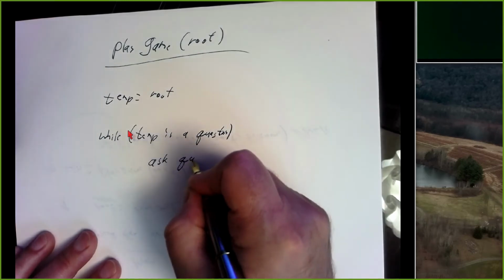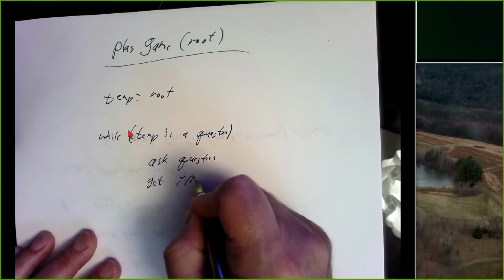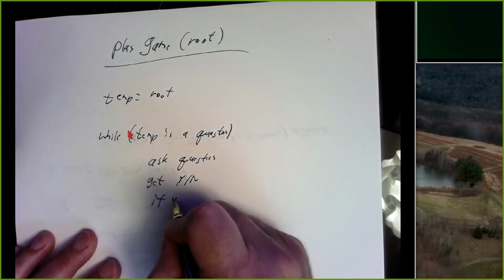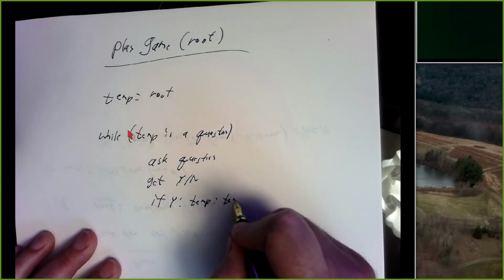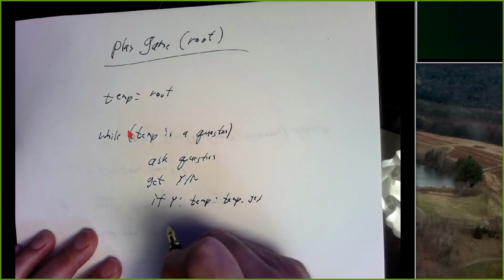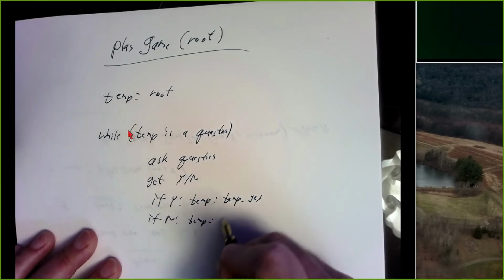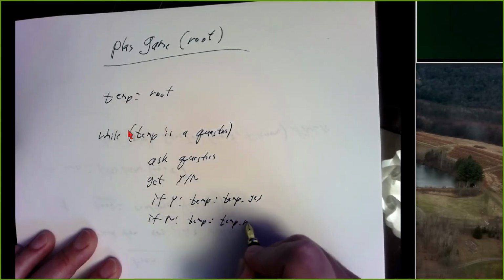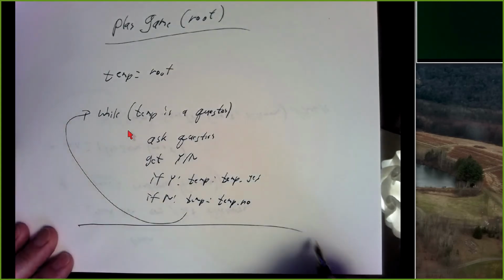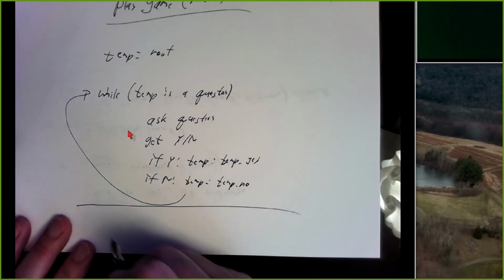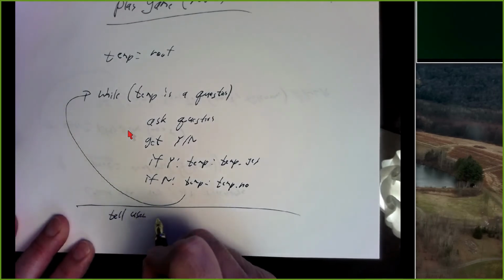Ask the question. Get yes, no. If yes, then temp equals temp dot yes. If it's a no, then temp equals temp dot no. Go back up. When you exit your while loop, you've got an answer. Tell the user the answer.